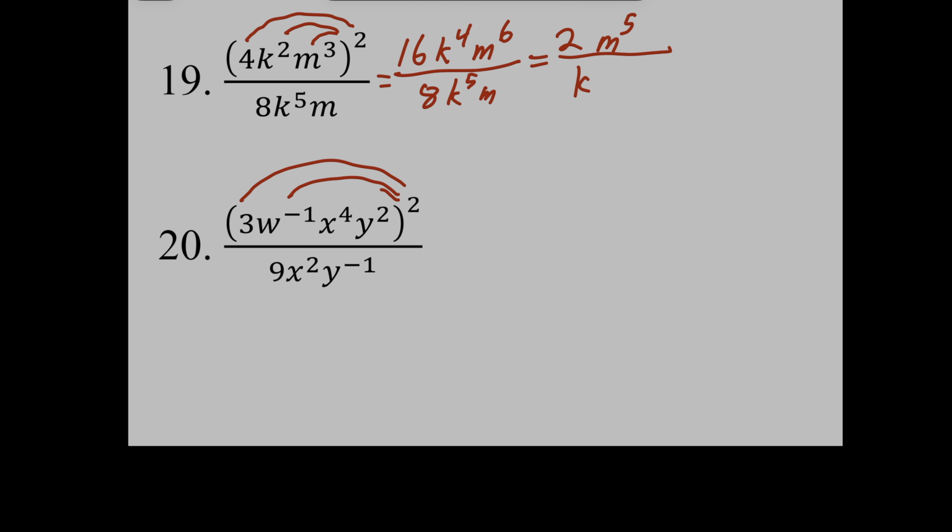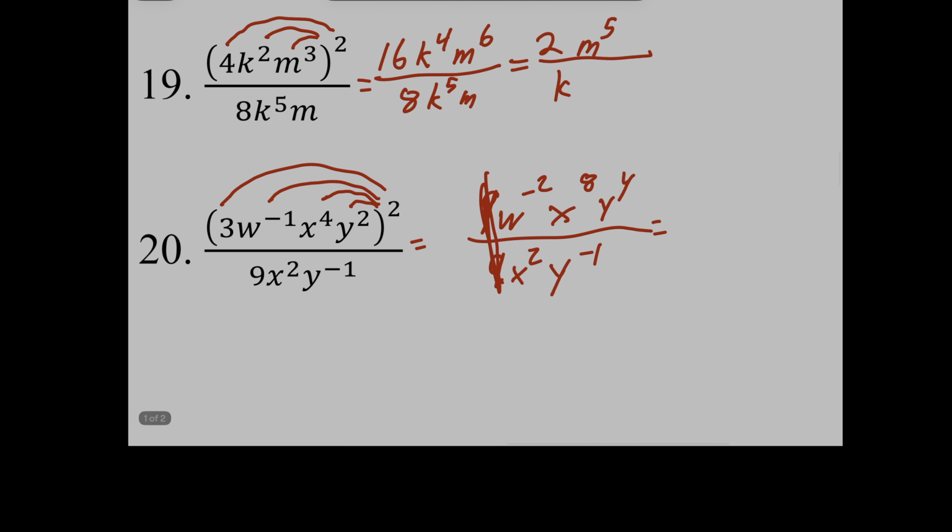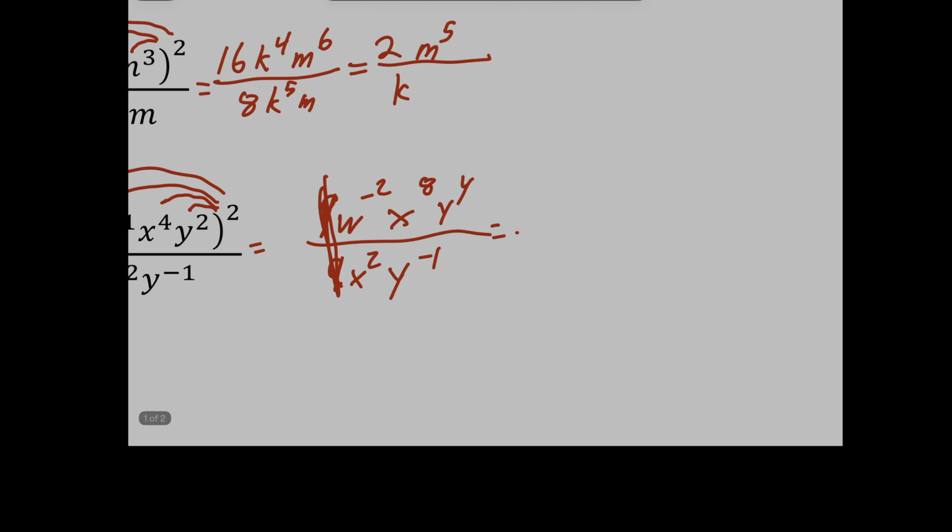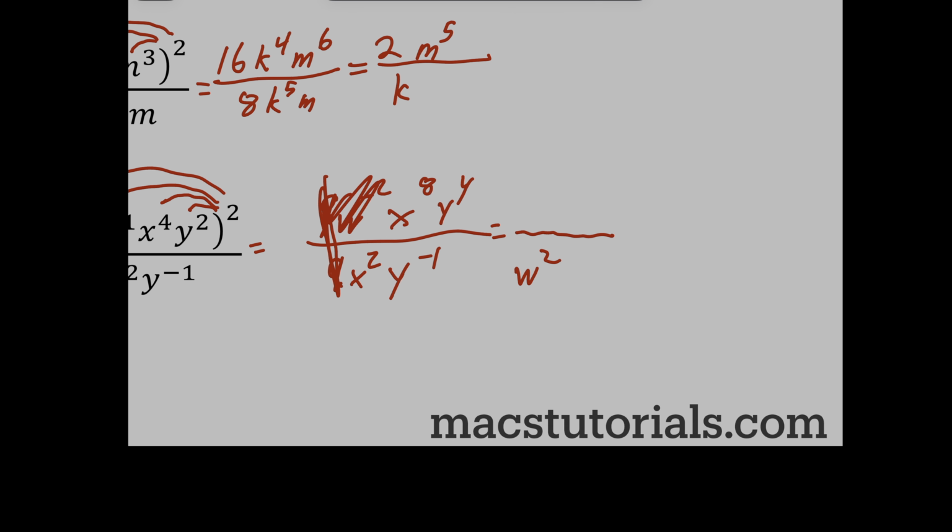Square the -1. Square the 4. Square the 2. And this is going to be left as a 9. 3 squared is 9. W to the -1 times 2 is going to be W to the -2. X to the what? To the 8th. Y to the 4 over, we're just going to copy 9x squared, y to the -1. Let's kill the 9s. Now, let's go ahead and flip everybody to the correct side. So I know that that W squared has to go to the bottom. Took care of him.